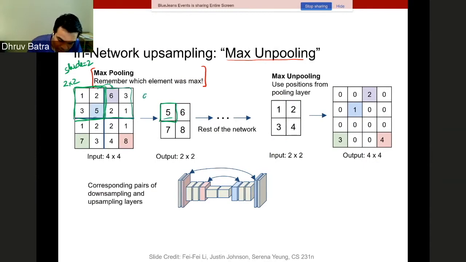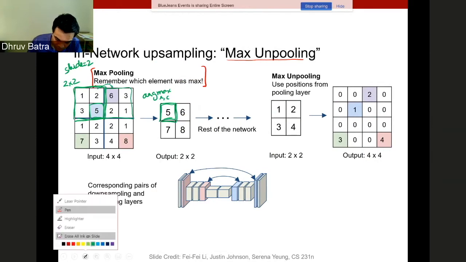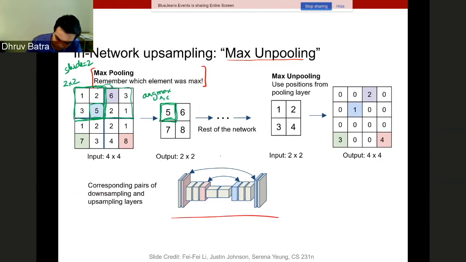So instead of just taking the max, we can also remember what the argmax was. So argmax over R comma C at every pixel. And the argmax here was the bottom right pixel. And we can design architectures. So this is an architecture where there is a symmetry in the network. So every time there was a max pooling layer, we at that same symmetric location have a max unpooling layer. And in order to perform the max unpooling, we just use this argmax value.